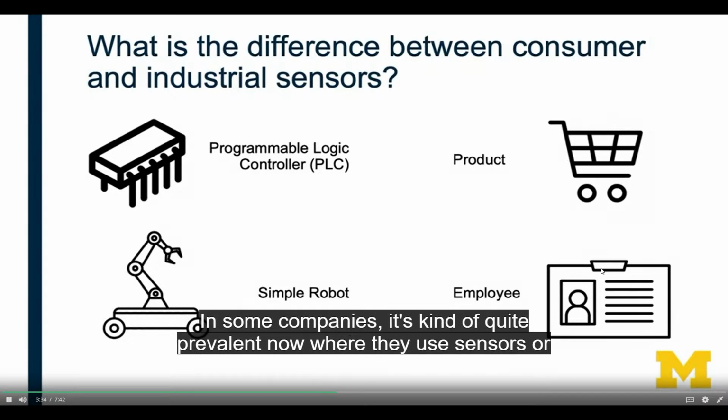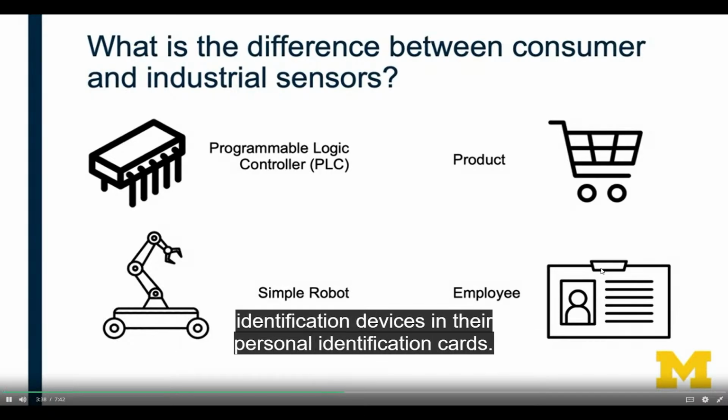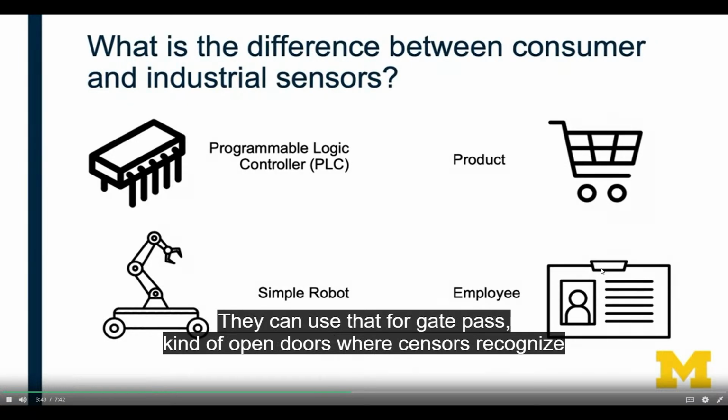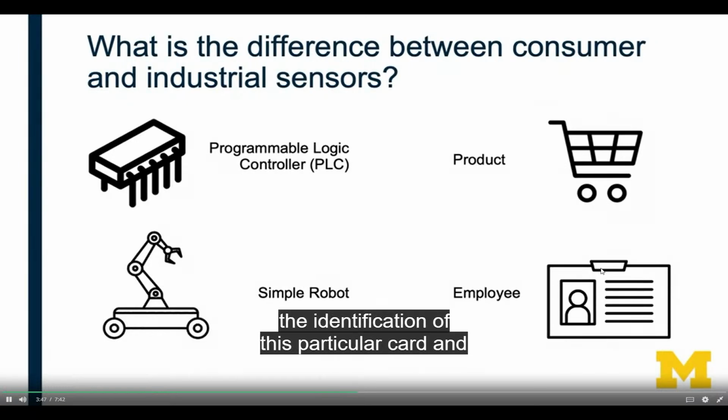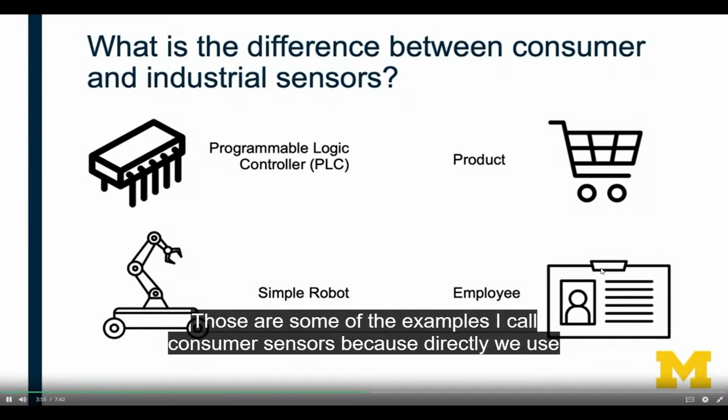In some companies, it's quite prevalent now that they use sensors or identification devices in their personal identification cards, and they can use that for gate passes, to open doors, where it senses and recognizes the identification of the particular card and then gives the required access. Those are some examples of what I call consumer sensors, because we use them directly as consumers, as citizens.